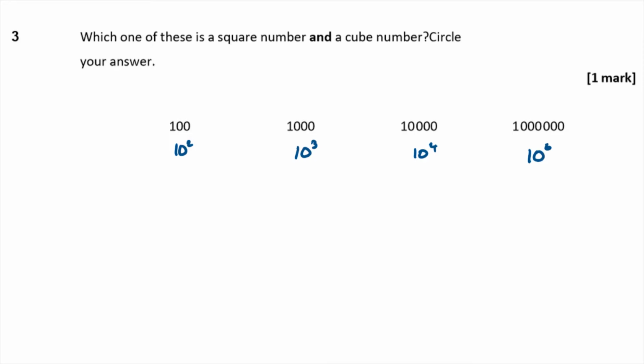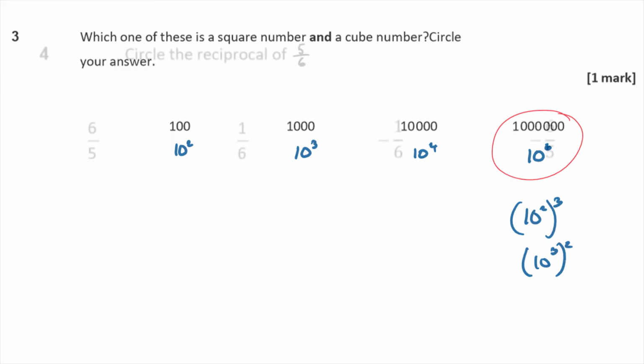Okay? Now, squaring is power 2 and cubing is power 3, and 2 times 3 is 6. So, with that in mind, I'm thinking it's going to be this one here. And you can also think of it like, if you've got 10 squared, you could cube that, couldn't you? And that gives you 10 to the 6. Or if you've got 10 cubed, you could square it, and that would give you 10 to the 6. So, yeah, it's going to be a million.